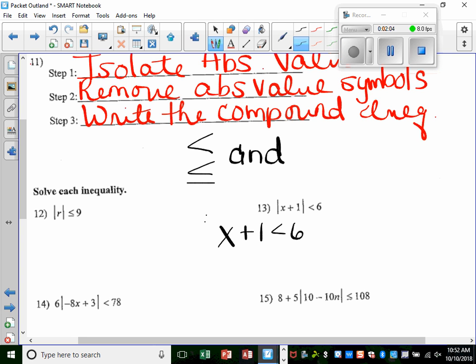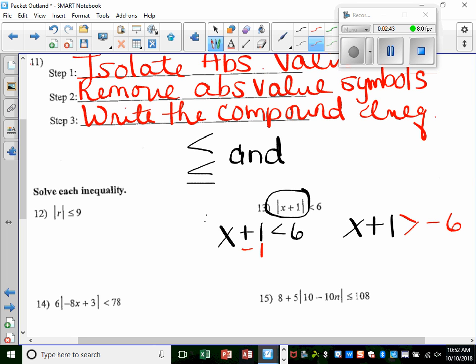And now you have to do just like we did with equations. We're going to have to separate it into 2 parts. When I rewrite it the second time, the part that's inside of here never changes. It's still going to be x plus 1. When you write your second one, you're going to reverse the symbol to greater than, and then you're going to make that a -6. Remember when we did equations, we set it equal to 6 and -6? Same thing here, except you also have to reverse the symbol. And then you just solve it.